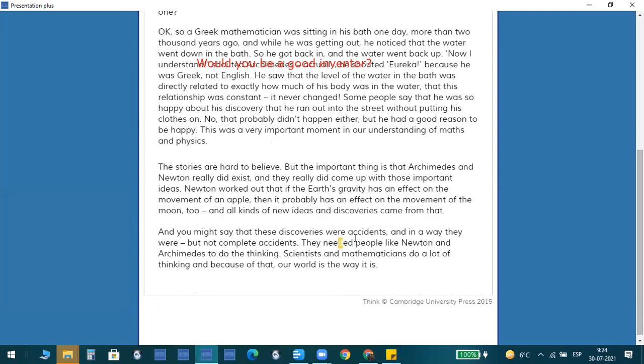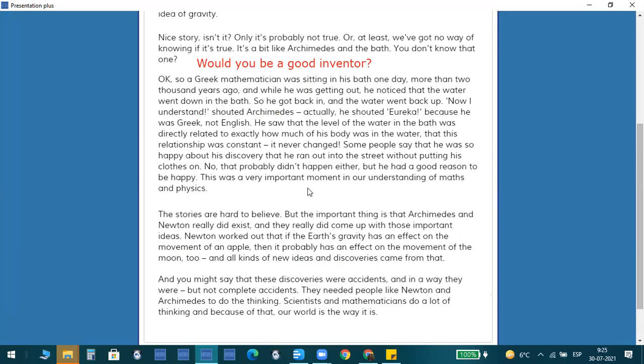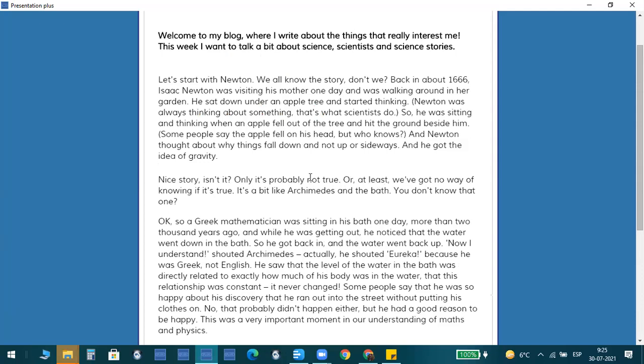So that's the thing I'm lacking. I don't have a lot of training. I'm not a mathematician, I'm not a scientist, so these people do the thinking. They have to do the thinking. So that's a good question. Newton asked himself why things fall down and not up or sideways. Yeah, that's curious. And Archimedes.